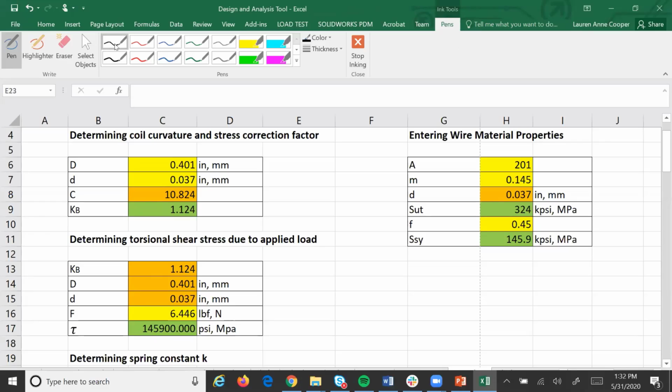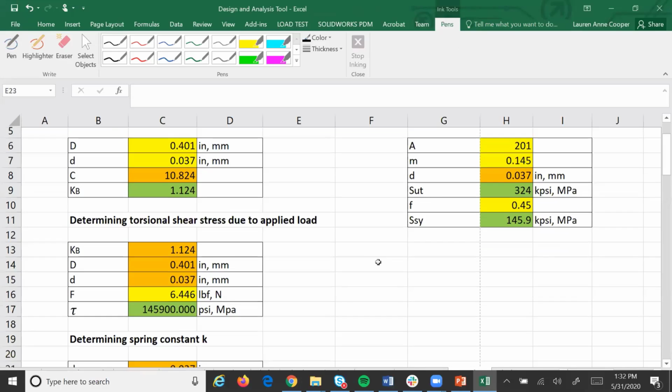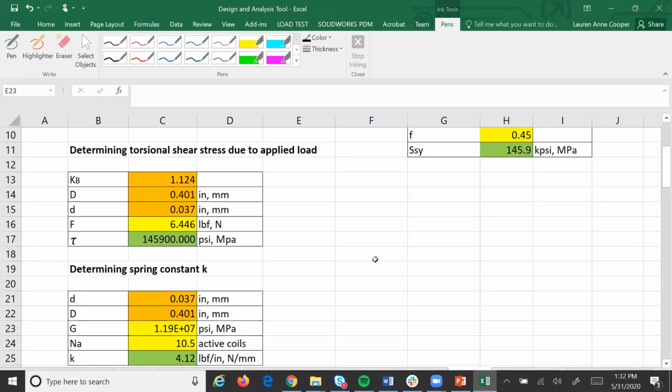Next, estimate the deflection that would be caused by the load in part B. So I don't have a special section in my analysis tool. You can obviously add it if you want, but this is easy enough just to do by hand. So we know that the spring constant equals the force over the deflection. So y equals F over K. Again, just keep track of your units.